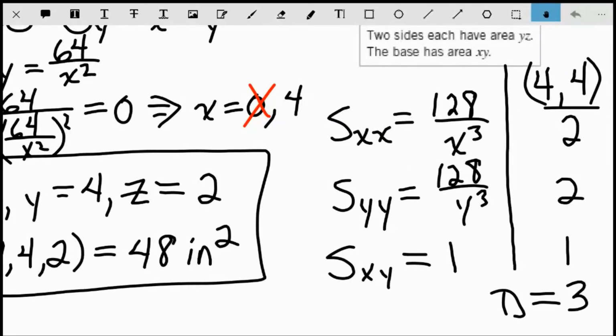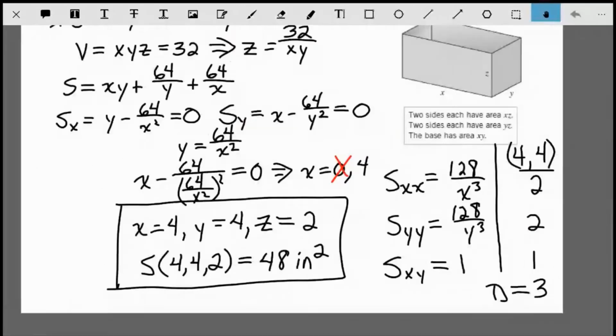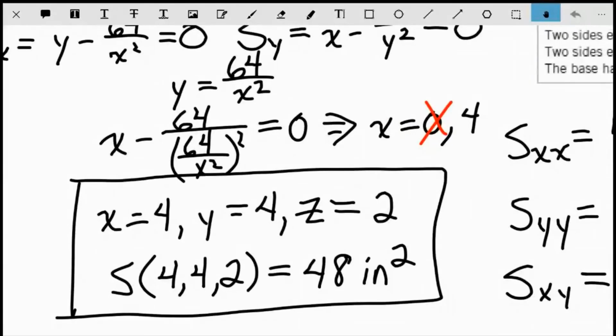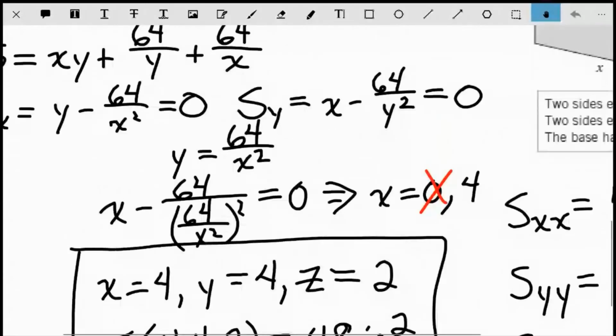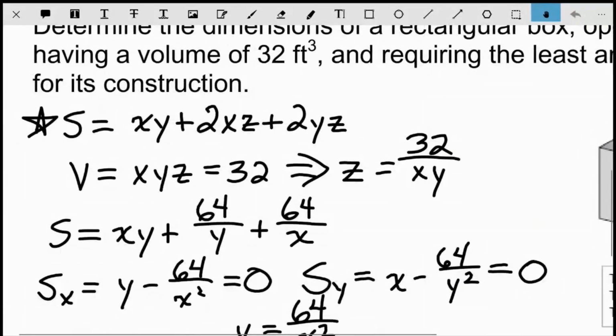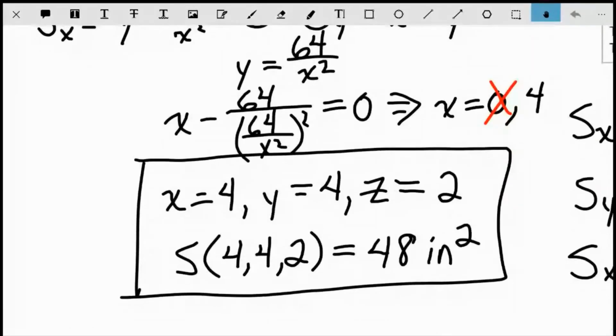And then the next thing, look at my second x partial, it's positive. So I am consistently concave up at this point, which means that it is in fact a minimum. So now I've got my dimensions. X is 4, y is 4, z is 2. And I know the area then would be 48 inches squared if I go back and plug that into my original function that I was trying to optimize.